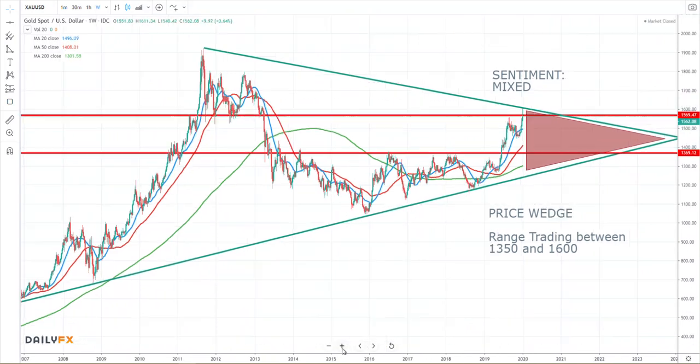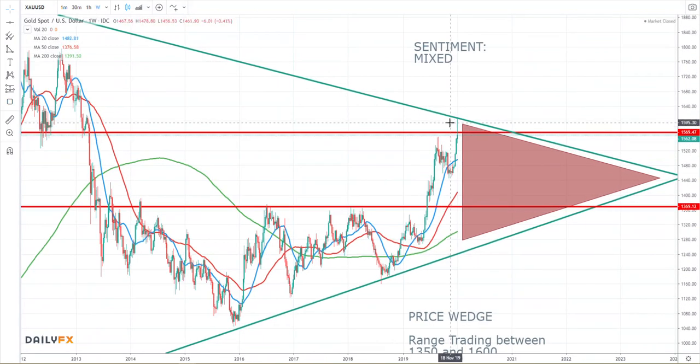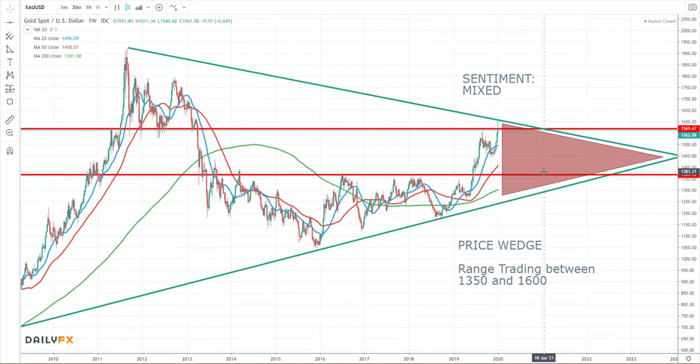But in the short term, we could see this resistance being tested again. But if resistance holds, then we could see some range trading. So I've written down here we're going to have price in a price wedge, range trading between 1350 and 1600.